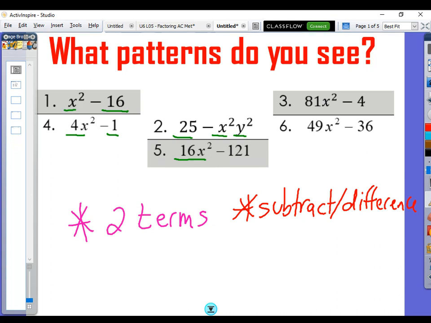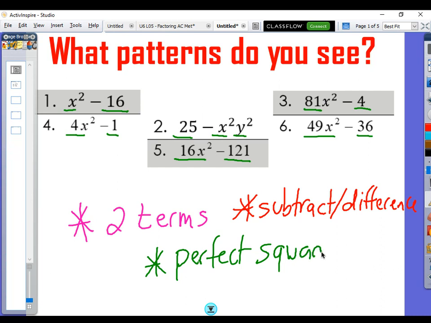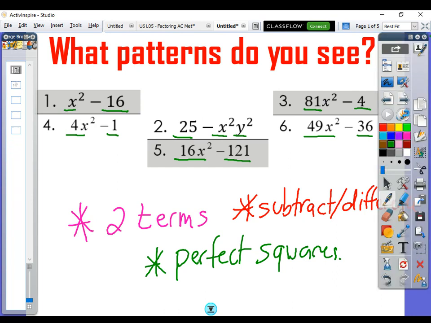16 again, and x squared. 121 is a perfect square. 81, 4, 36, 49. All of these are perfect squares. So that's our third requirement, is that they have to be perfect squares. So if you are good at recognizing those perfect squares, you're going to be in good shape. But if you don't know your perfect squares, you might want to brush up on those from middle school to make sure that we're good.